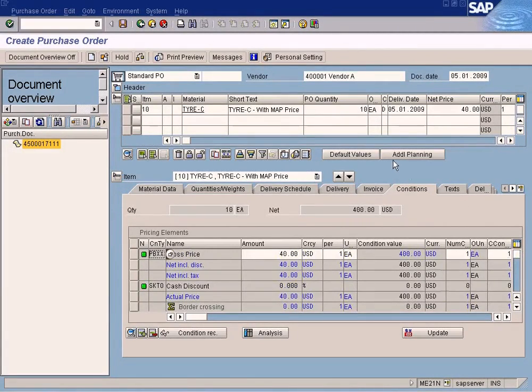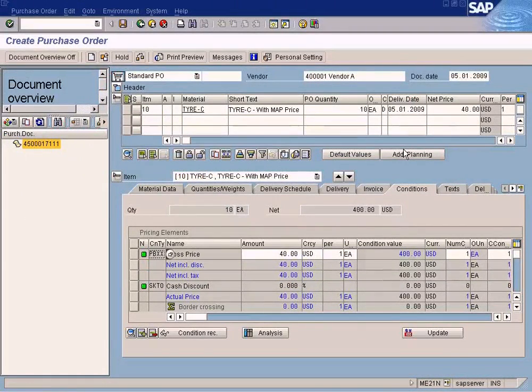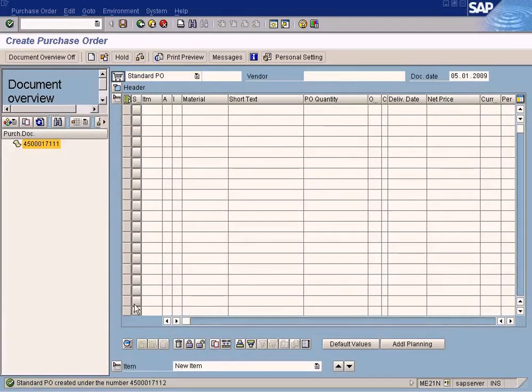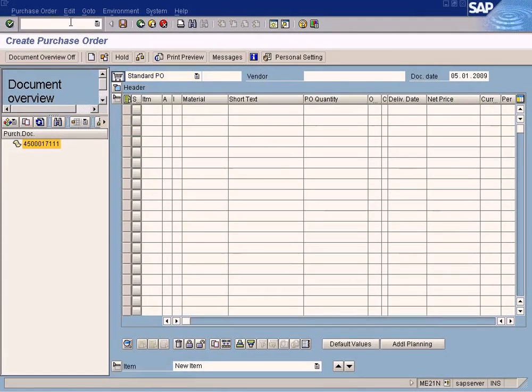Okay, tire C, 10 units, and let me go up. Okay, let it be $10 as well. Now I'm going to post this. Okay, created.